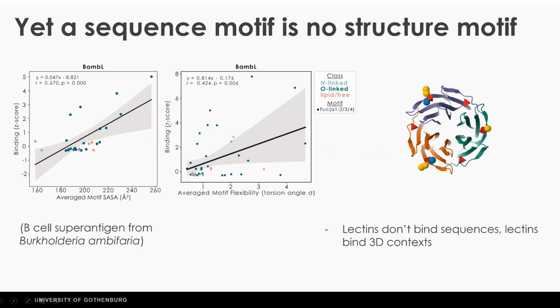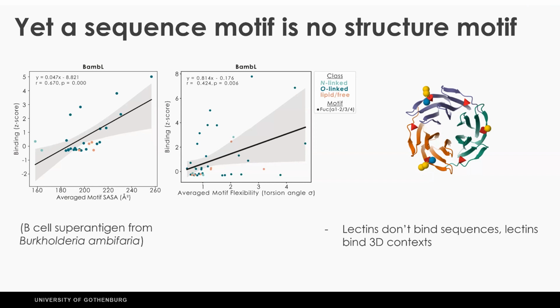And then on the y-axis, you see the experimentally determined binding. And on the x-axis, you see the structural characteristics of this motif in that glycan. So if sequence were sufficient to explain binding, then all of the sequences that have the sequence motif that is bound should have high binding, and there should be no correlation with the x-axis whatsoever. That's not what we find. Actually, most glycans that contain the binding motif, that is the bona fide binding motif, do not bind Bamble at all. And now you might ask yourself why that is.